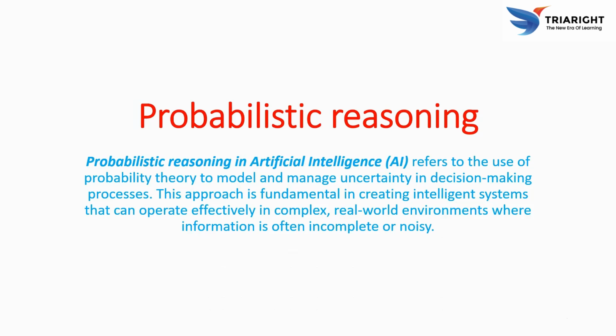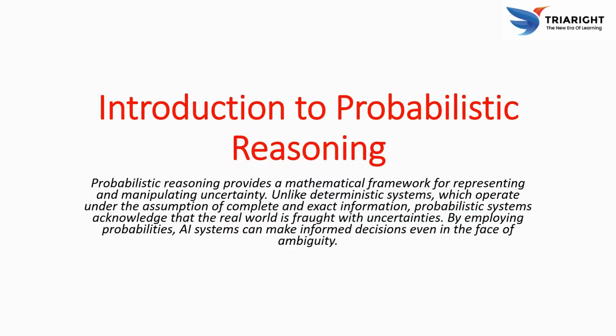So, probabilistic reasoning allows AI systems to make informed decisions even when they don't have perfect information by quantifying the likelihood of different outcomes and considering the uncertainty inherent in the real world. This is in contrast to deterministic approaches that assume complete and certain information. Next, introduction to probabilistic reasoning.